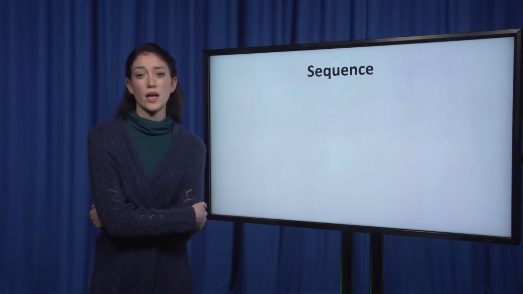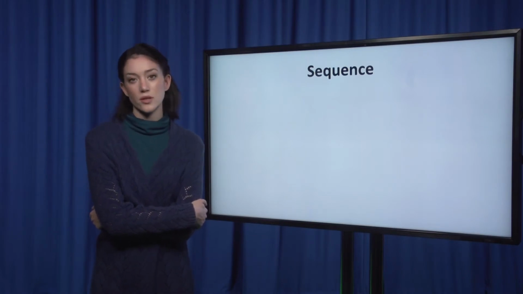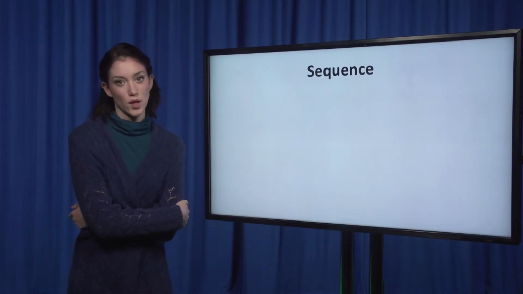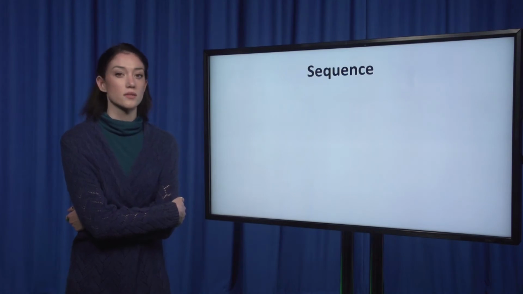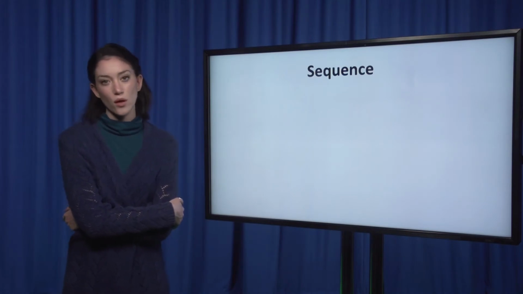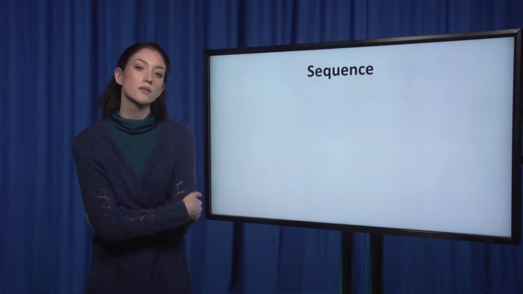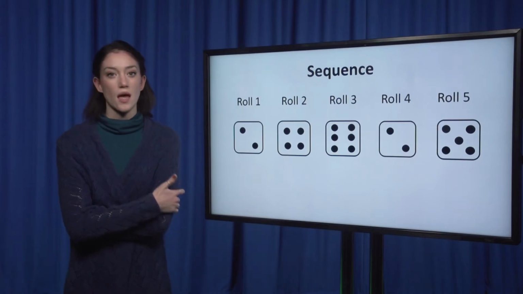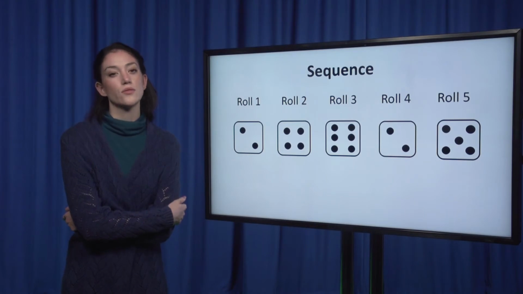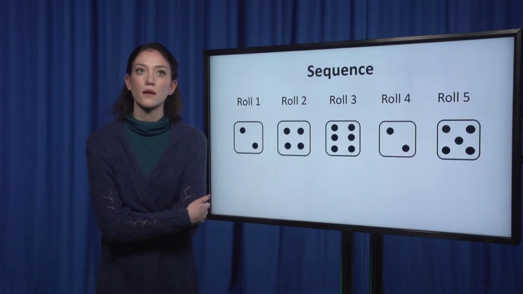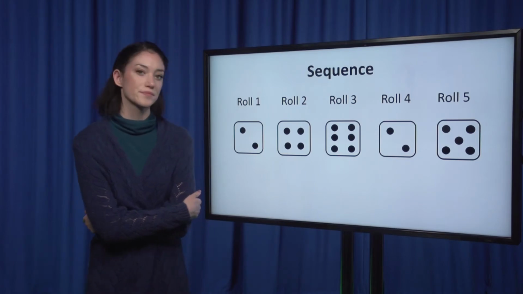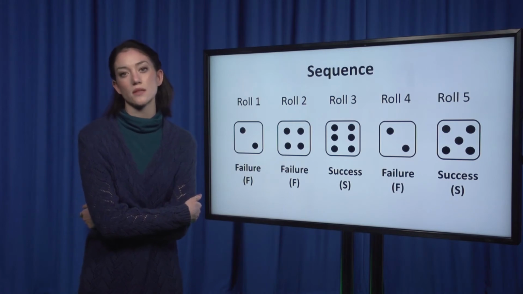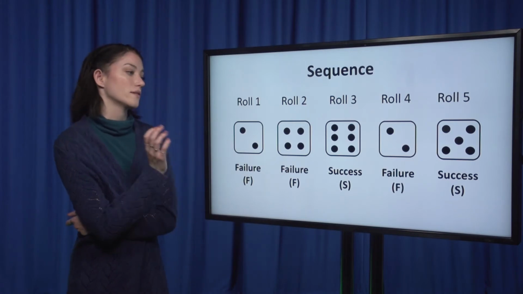The next concept you need to know is sequence. A sequence is what happens when you conduct several trials, one after another, like rolling a die 5 times in a row. For each trial, we have either a success or a failure. So the sequence reports what occurred. For example, say we rolled a die 5 times in a row and rolled a 2, then a 4, then a 6, then a 2, and then a 5. The sequence would be failure, failure, success, failure, success.